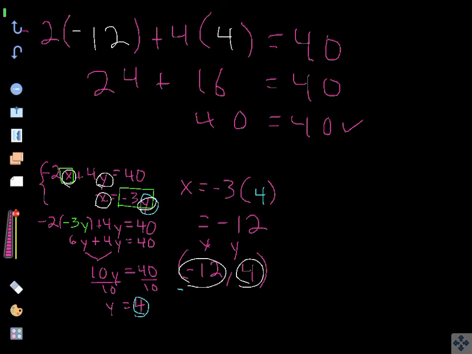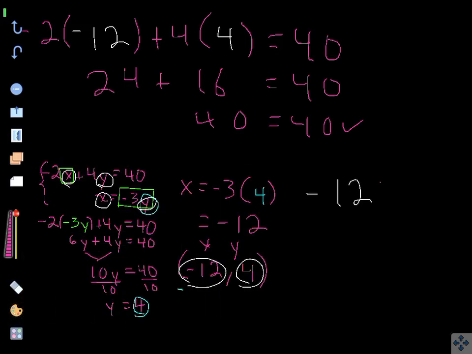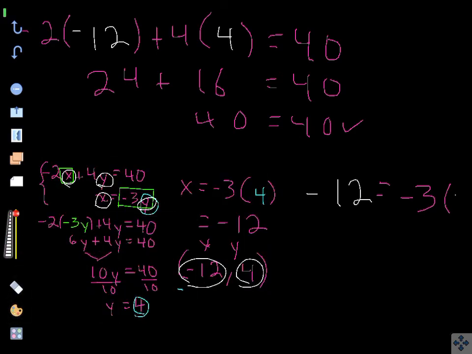So let's check the second equation. So it's x equals negative 3y. So negative 12 equals negative 3 times 4. And this one's pretty simple. If you multiply negative 3 times 4, you get negative 12.